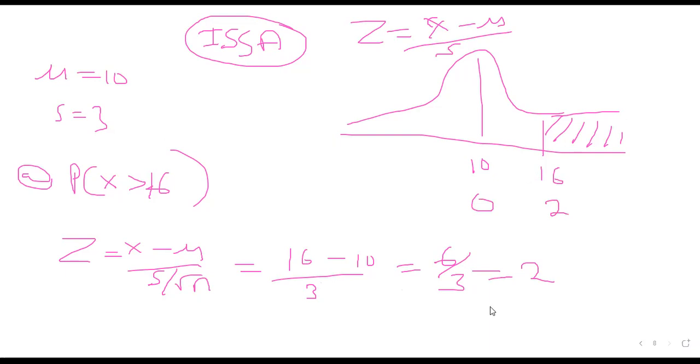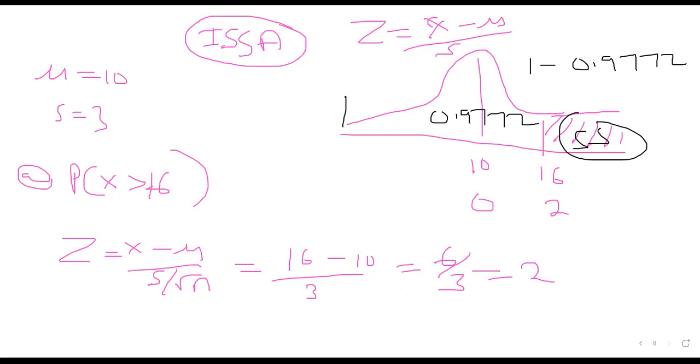Already we know that 2, when we read it from here up to there, is 0.9772. So to get the small shading here, we subtract 0.9772 from 1. So what do we get? 0.0228. So that is the shaded region, which is here.